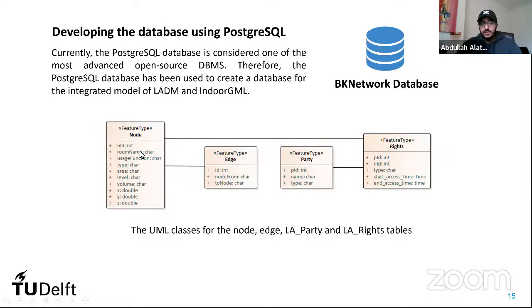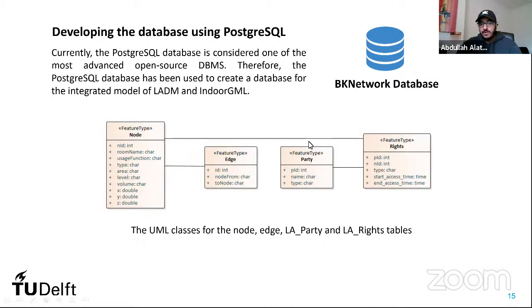The first one is the node, which has all the information about the node, like the node ID, the room name, the user functions, the type, the area, the level, all the information that we can use from the facility management. And after that, we have the edge, which is the ID of the edge, the node from, and node to. And this information comes from the door table that we extracted from Revit.